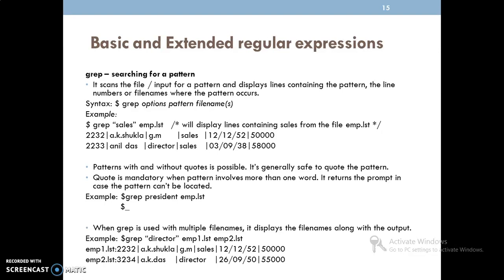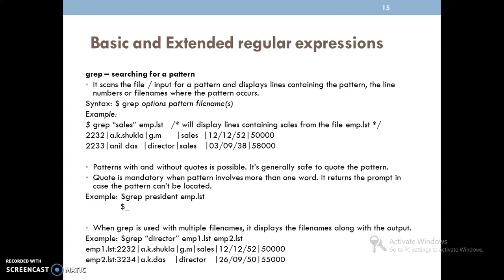Then the grep command. The purpose of the grep command is searching for a particular pattern, that means searching for a particular word in particular data. Whenever we want to search for a particular name in a large database, we use the grep command in the Unix environment. Let's see how we can use this command.